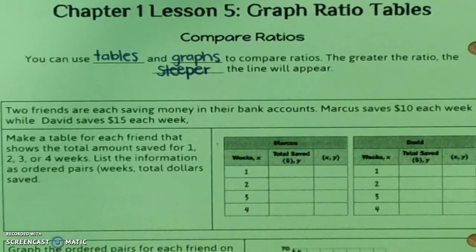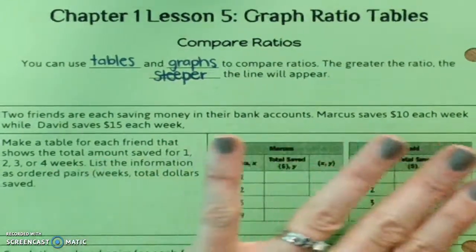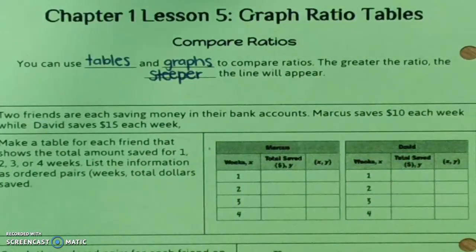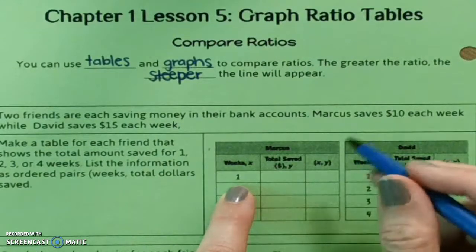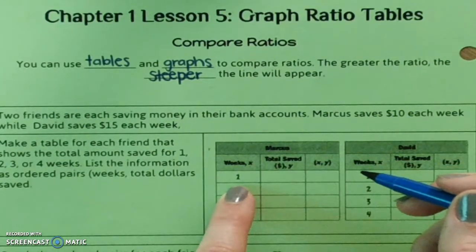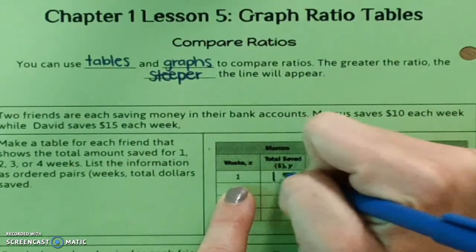Two friends are each saving money in their bank account. Marcus saves $10 each week, while David saves $15 each week. So we need to make Marcus's frequency table and then David's, okay? How much does Marcus make each week? What does it say up here? Ellen? $10. So in 1 week, he made 10.